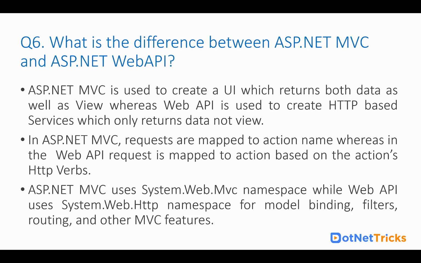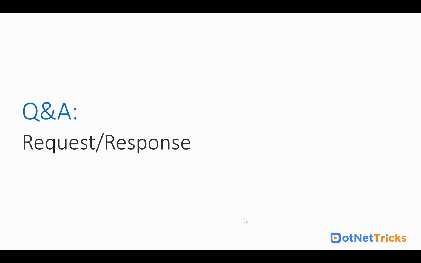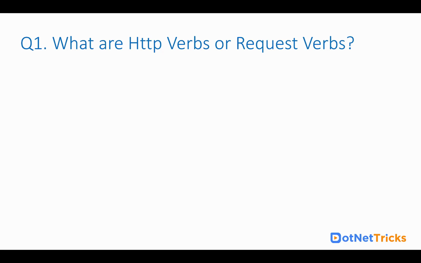So there are two separate namespaces used in MVC and in Web API. Question answer about request and response. So let's start with the first question: what are the HTTP verbs, or you can say the request verbs?